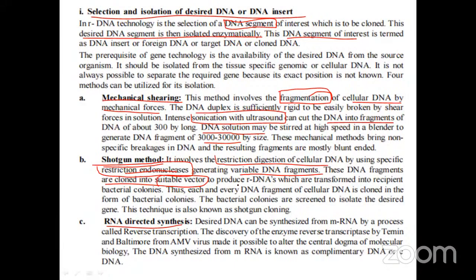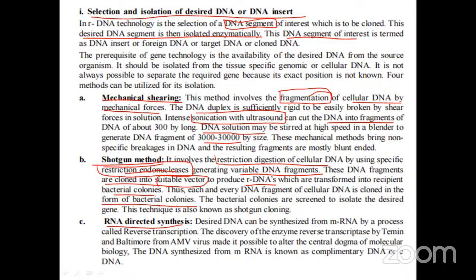Why we introduce it into a suitable vector to get rDNA, which is next transformed into recipient bacterial colonies. These are called transformed cells. Thus, each and every DNA fragment of cellular DNA is cloned in the form of bacterial colonies. Later, the bacterial colonies are formed.